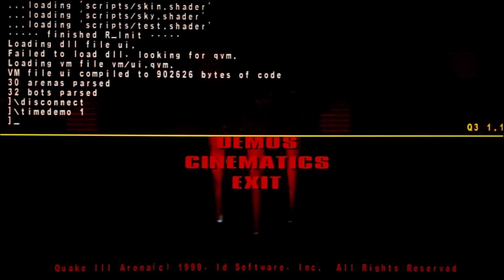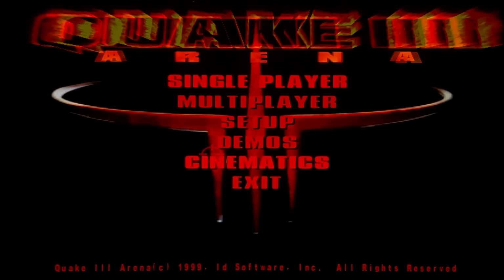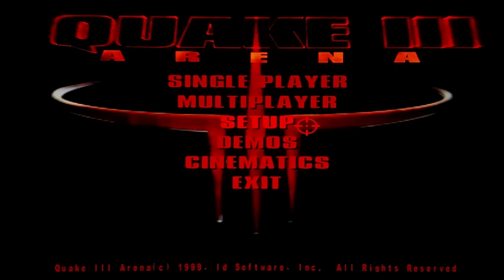After typing a couple of commands that had been suggested on the forum, we're now ready to do our 640x480 time demo. And here are the results: 1346 frames, 25.7 seconds, and an average of 52.4 frames per second in 640x480.